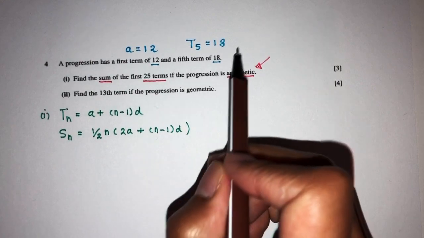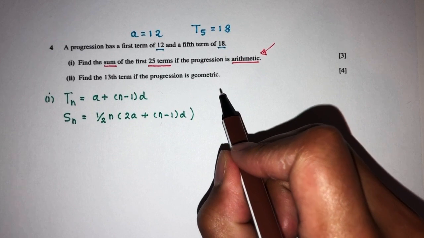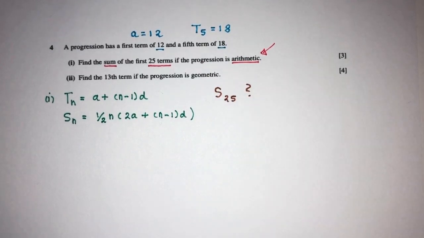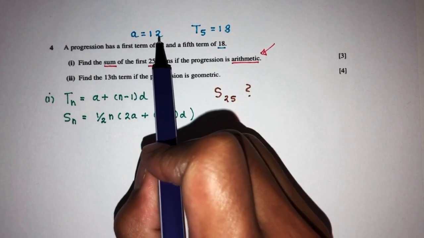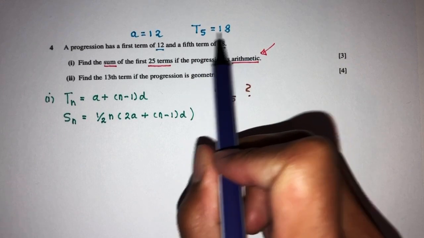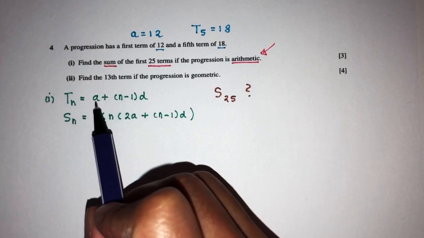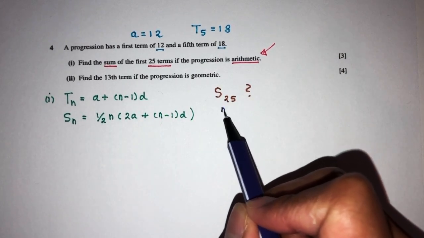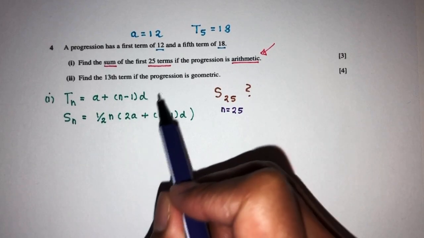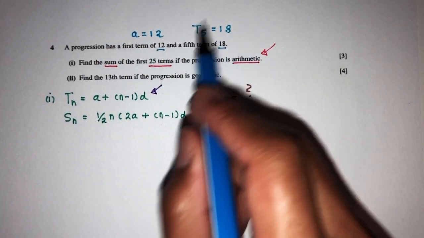So how can we use these to find the sum of the first 25 terms? The goal here is to find the sum of the first 25 terms. That's the main goal. Step by step, we know the value of a is 12, and we know the fifth term is 18. From the formula we have a, and we have n, which is 25, right, 25 terms, but we're missing d. So our goal here is to first find the value of d. We have to use the given values on top to find the value of d.